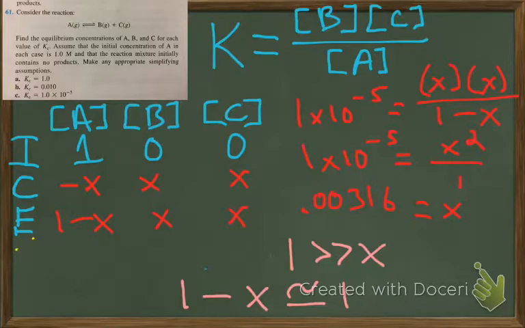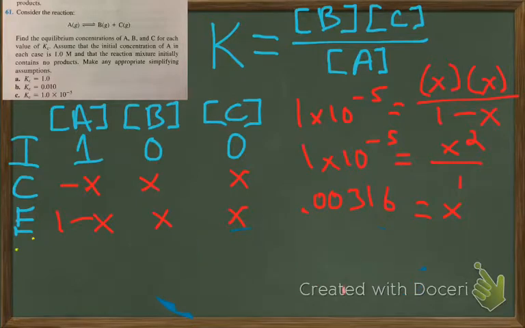But here's the problem. How do I know that this is true? I don't have any idea. I just tried it. But I can check it. I'm going to check this assumption. I'm going to do 0.00316 divided by 1. If you're trying to figure out if it was okay to assume that you could just cancel out the x, that's the critical part. Because if we can get rid of the x on the bottom, we don't have to do a quadratic equation.